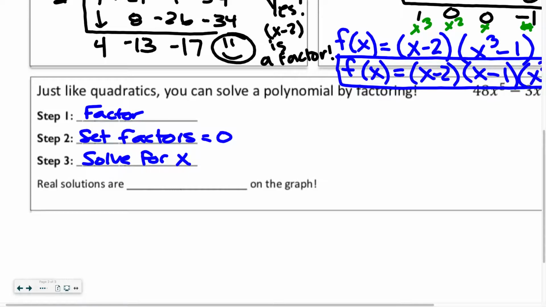Okay, and then what do real solutions show up as on your graph? The x-intercepts. That all goes back to that idea of we're saying these things are factors because their remainders are 0, and previously in section 4.3 we said that the remainders were the y values, so if your y value is 0, you're sitting on the x-axis. So all of the real solutions show up as x-intercepts.